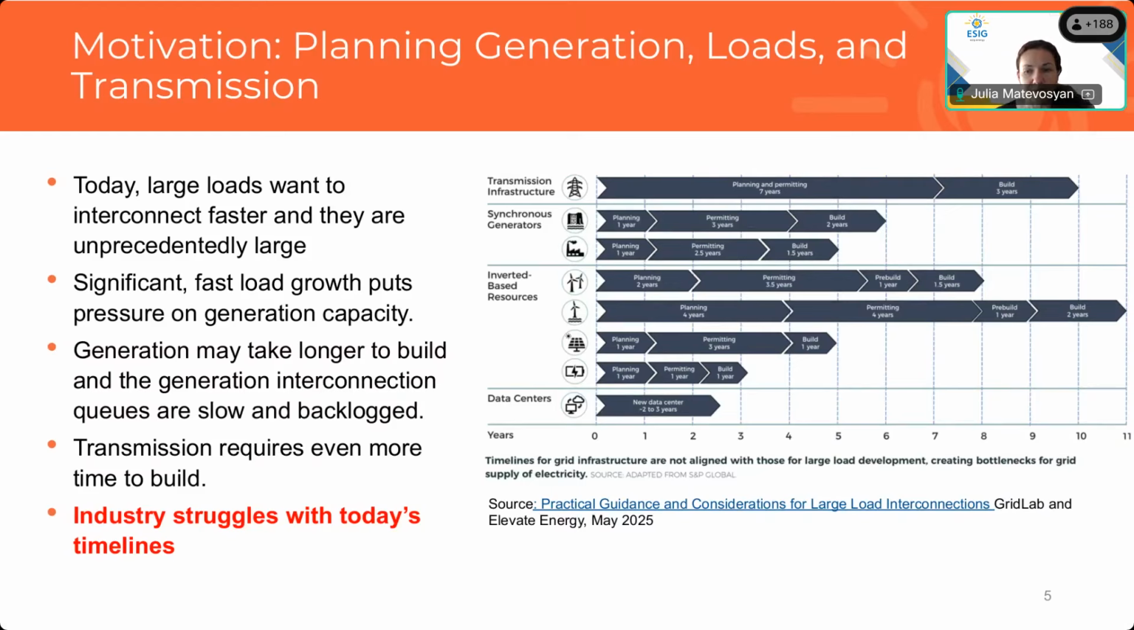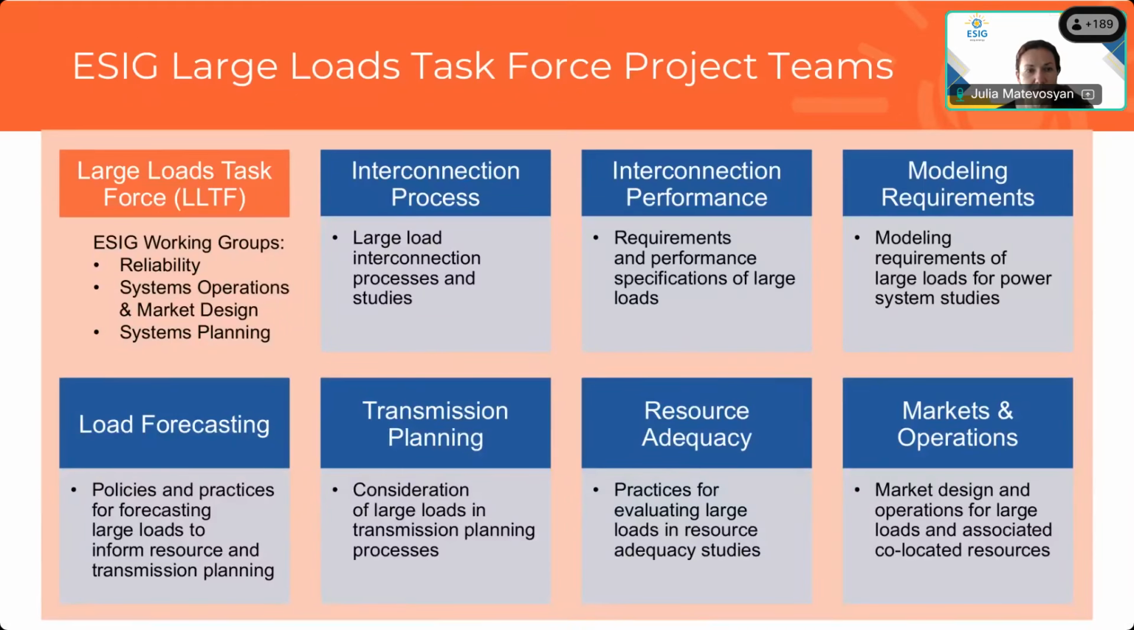So with all of that motivation in mind, we started our large load task force at the end of last year. The topics of the task force cover multiple working groups within ESIG: the reliability working group, the system operations and markets design working group, as well as system planning. And we structured the task force as 7 different project teams.